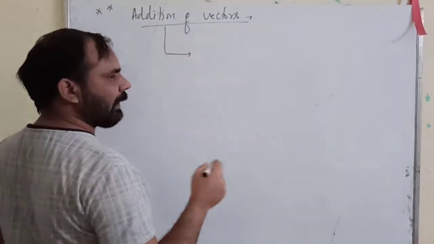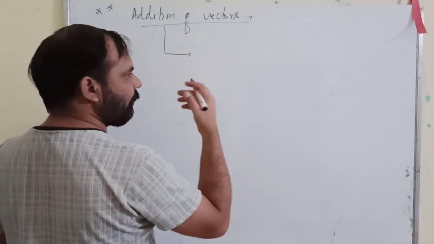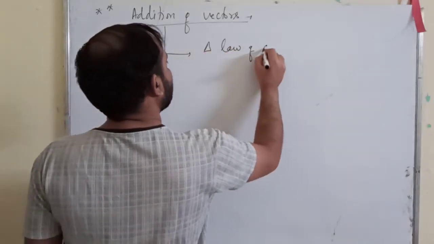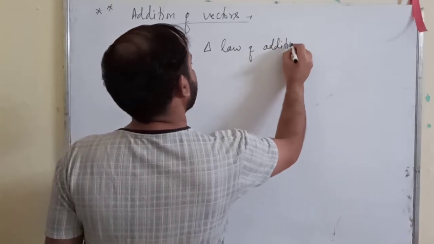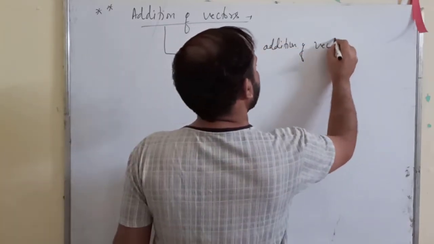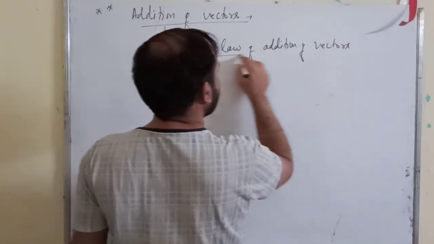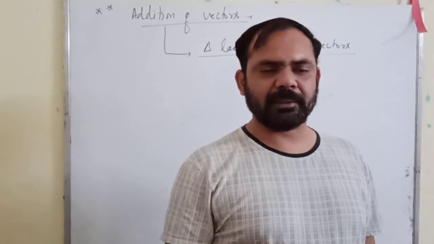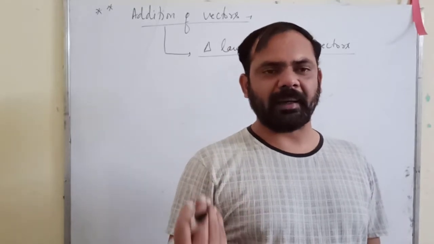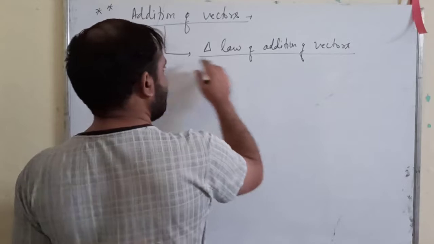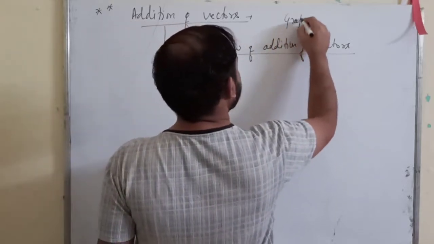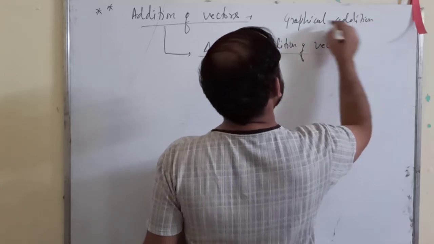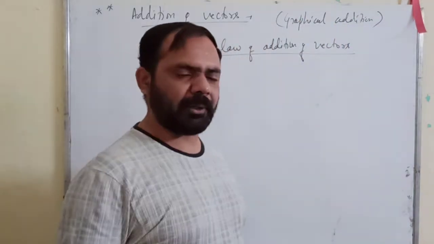Now we can add the vectors in three different ways. We have three laws to add the vectors. First one is the triangle law of addition of vectors. First of all, what I am discussing with you is how to add the vectors graphically. These are the laws for graphical addition, or you can simply say the pictorial addition.